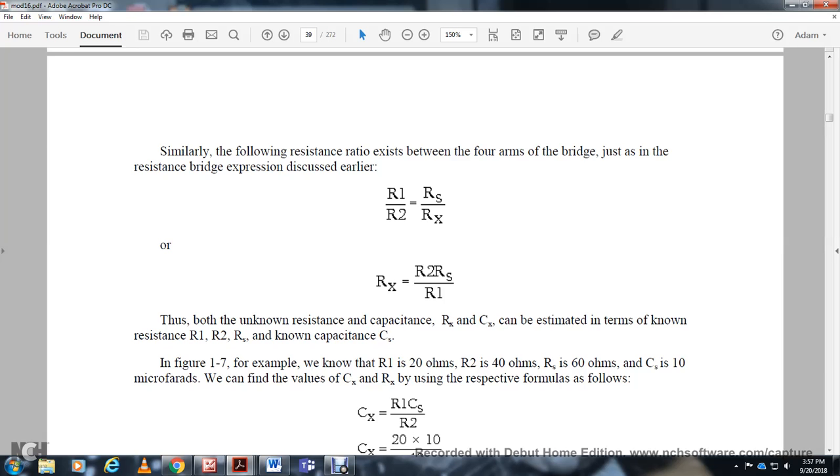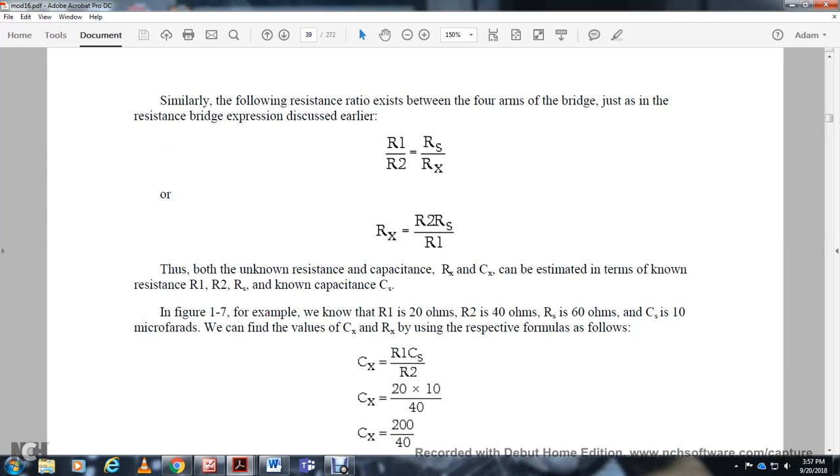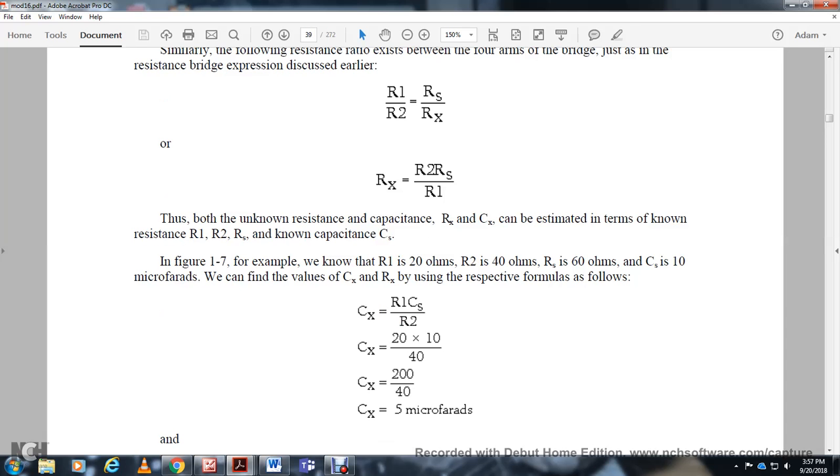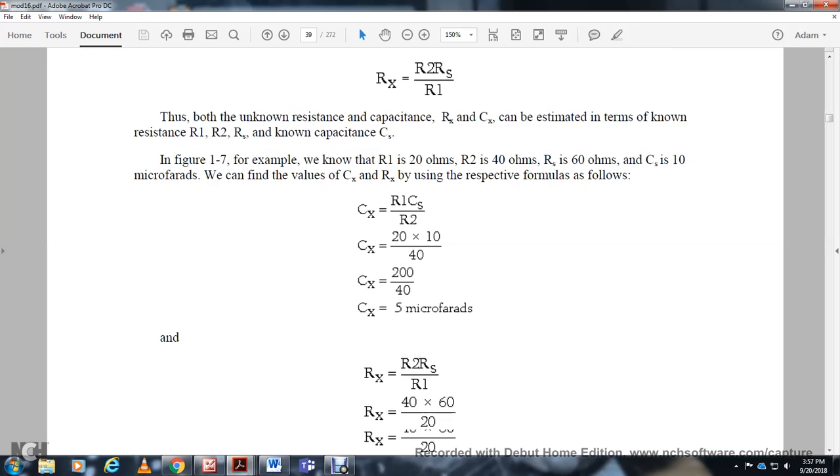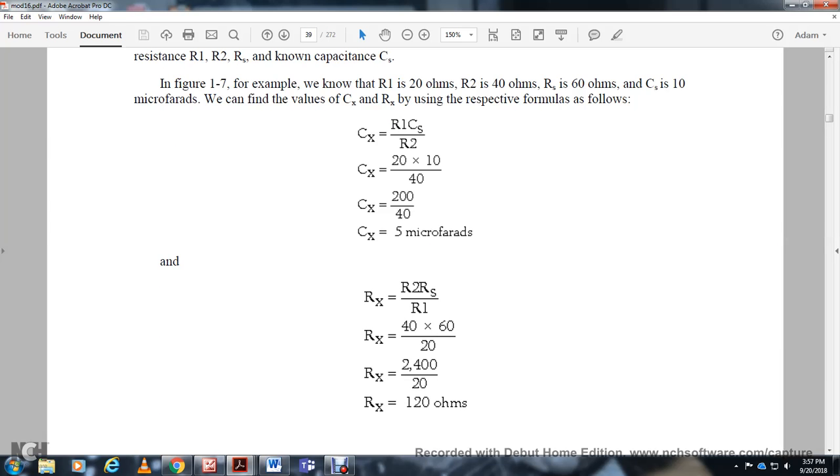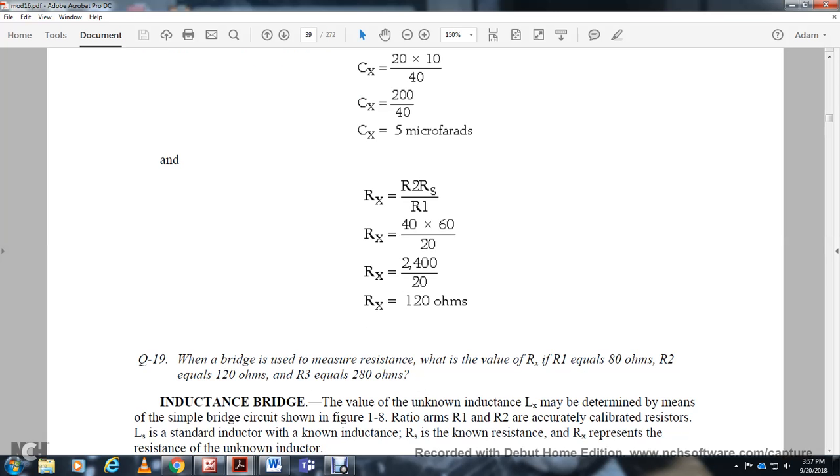Figure 1, for example, shows resistor 1 as 20 ohms, resistor 2 as 40 ohms, resistor S as 60 ohms, and capacitor S as 10 microfarads. With the respective formula, capacitor X is equal to resistor 1 times capacitor S over resistor 2, which is 20 times 10 over 40, or 200 over 40, which gives you 5 microfarads. Resistor X is equal to resistor 2 times resistor S over resistor 1, which is 40 times 60 over 20, 2400 over 20, which gives you 120 ohms.